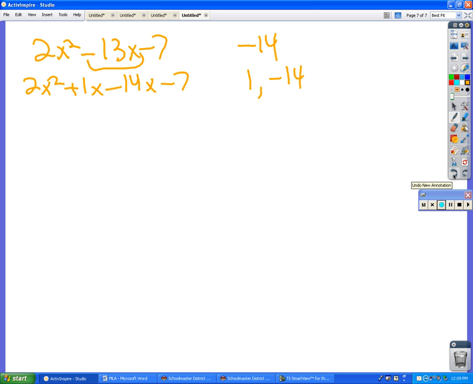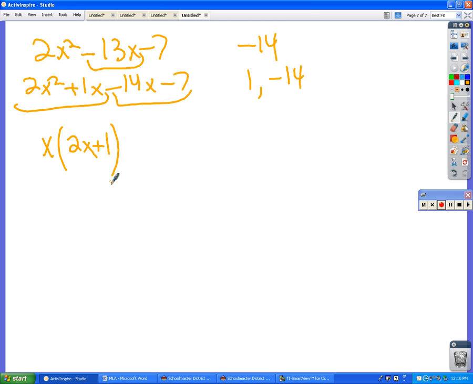Now I'm going to think of this as two separate problems. What's the biggest number that goes into 2 and 1 evenly? 1, so I'm not going to worry about that. How many x's can I take out? Just 1x. Every time it's been the same, because this is always an x squared and an x, so we can only take 1x out. If I take an x out of 2x squared, what am I left with? 2x, because x times 2x is 2x squared. If I take an x out of 1x, what am I left with? 1.